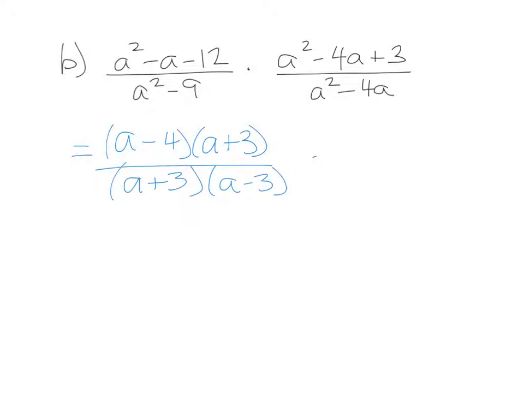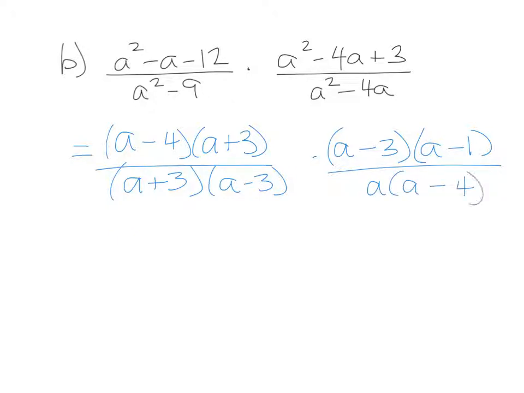And the second one, the numerator factors to a minus 3 and a minus 1, and the denominator, you just remove a common factor from a squared minus 4a. And the common factor is a, so it becomes a times a minus 4. Then we need to look for common factors. So a factor that's in the numerator and also in the denominator.